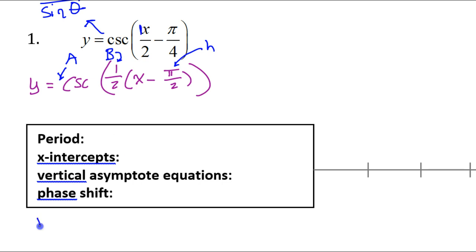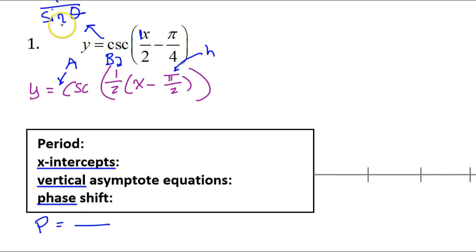So first of all, the period. The period is always the normal period divided by the b value. For cosecant, it has the same regular period as the sine function, which is 2 pi. So the period should be 2 pi divided by this b value, which is 1/2. When you divide by a fraction, you multiply by the reciprocal, so that's going to be 4 pi. So the period is going to be 4 pi. X-intercepts and vertical asymptote equations, I'll do that at the end once I have the graph.